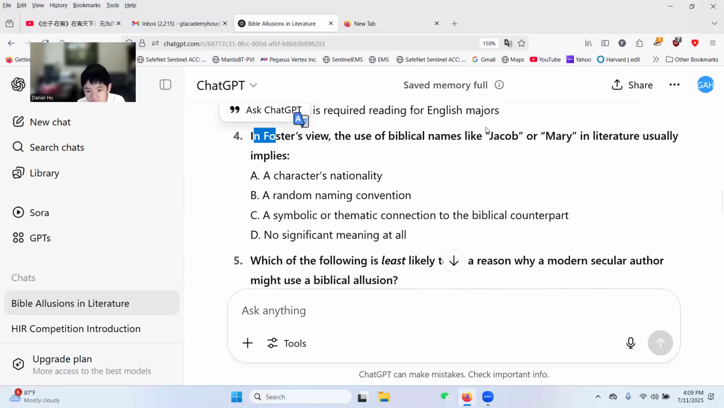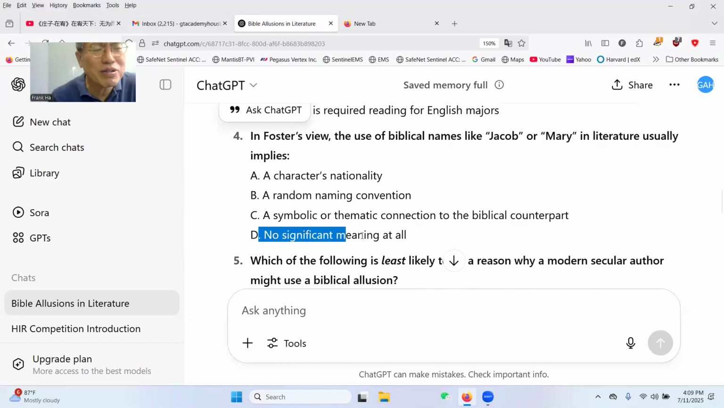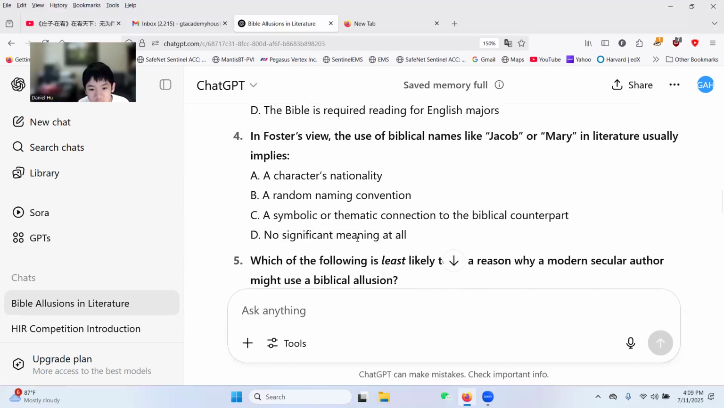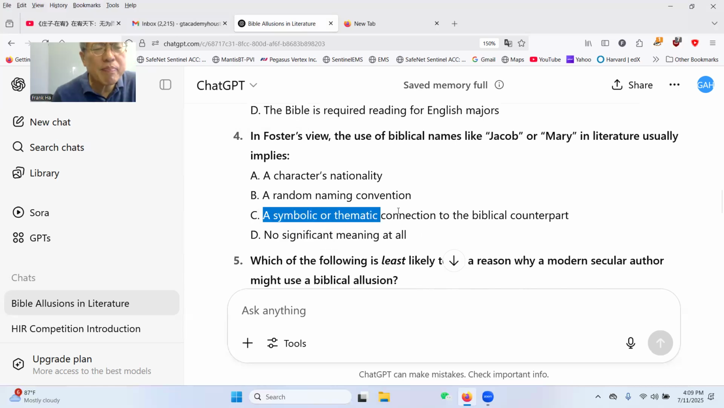In Foster's view, the use of biblical names like Jacob and Mary in literature usually implies no significant meaning at all. Actually, C. How dare you say D? Of course, it's C. There's a lot of significant meaning. It's a symbolic and thematic connection to the biblical counterpart.